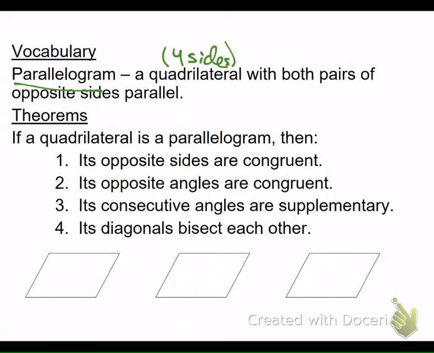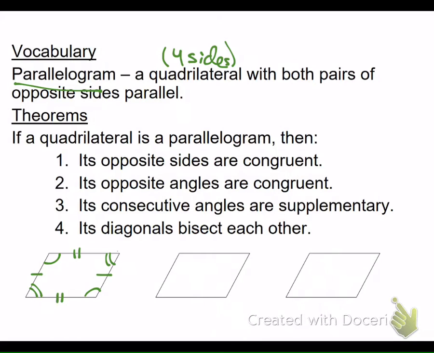All right, so once we have a parallelogram, there are 4 things that we know are true. The first one is that opposite sides are congruent. So if you drew these parallelograms down here, you can go ahead and label the opposite sides congruent. The opposite angles are also congruent. So this one will be equal to this one. This one will be equal to this one. So opposite sides congruent, opposite angles congruent. Those are kind of the easy ones.